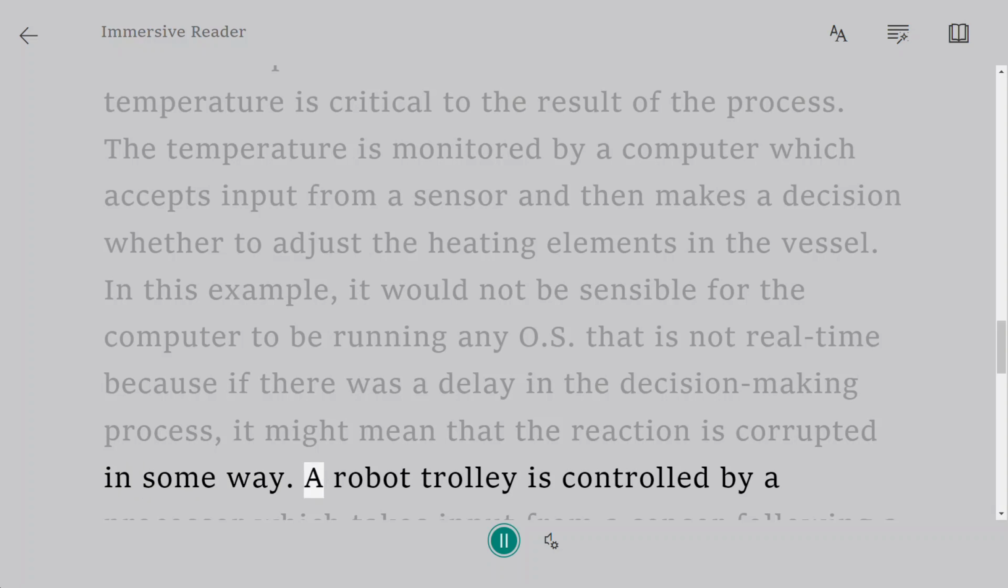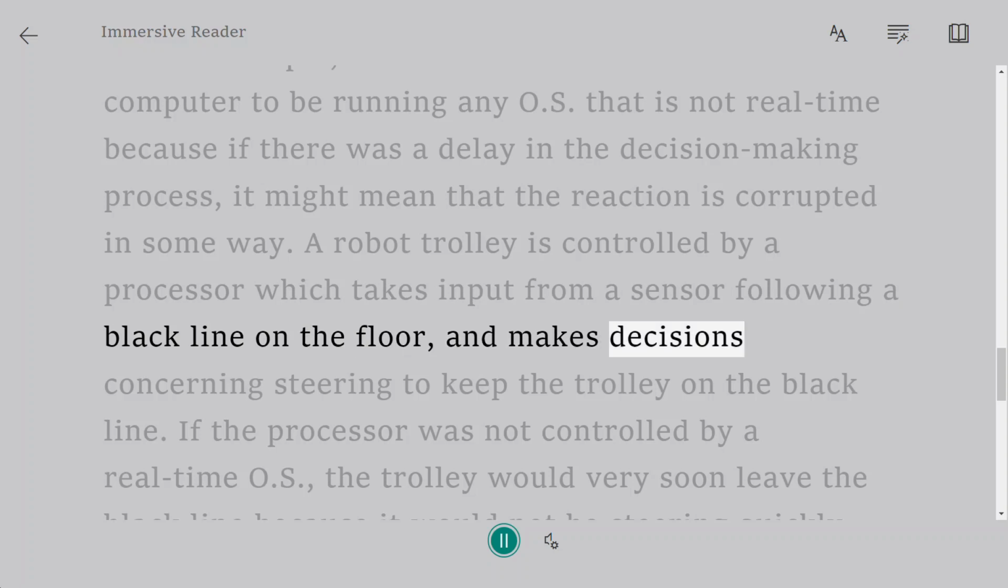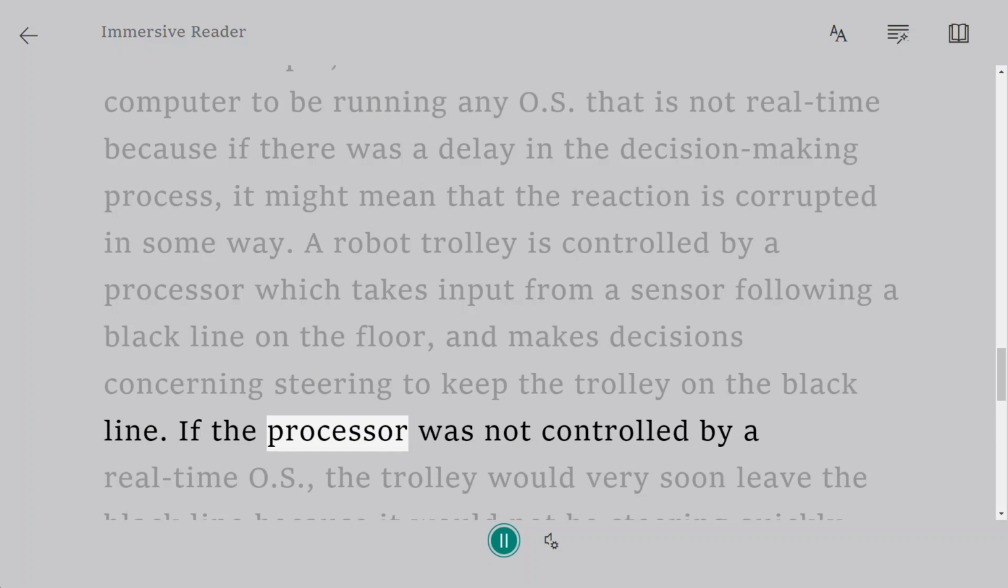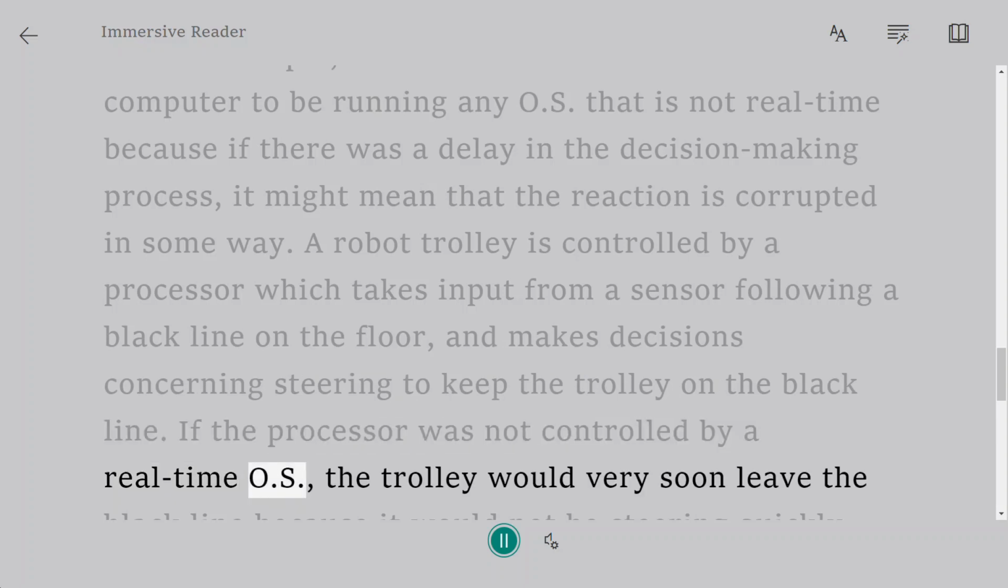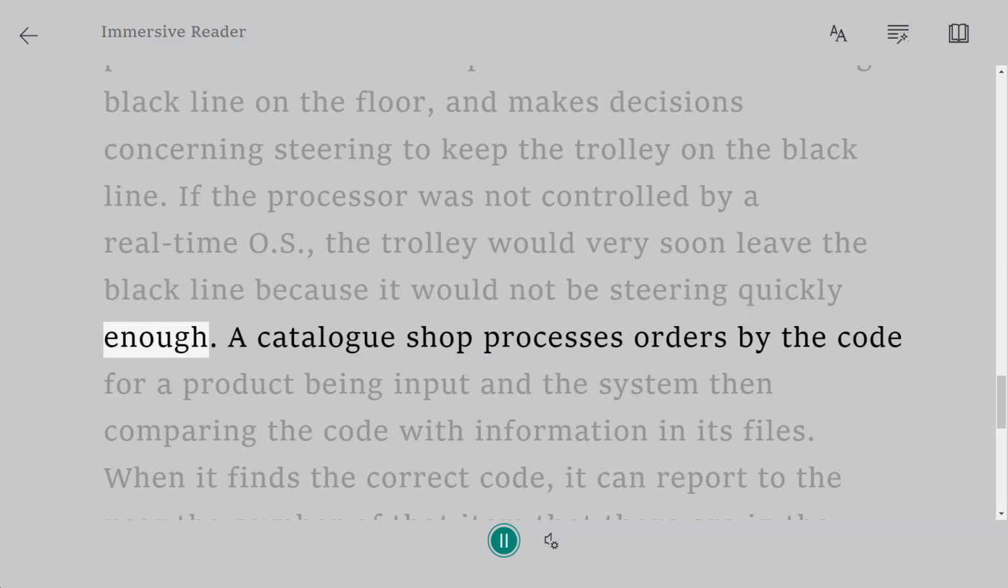A robot trolley is controlled by a processor which takes input from a sensor following a black line on the floor, and makes decisions concerning steering to keep the trolley on the black line. If the processor was not controlled by a real-time OS, the trolley would very soon leave the black line because it would not be steering quickly enough.